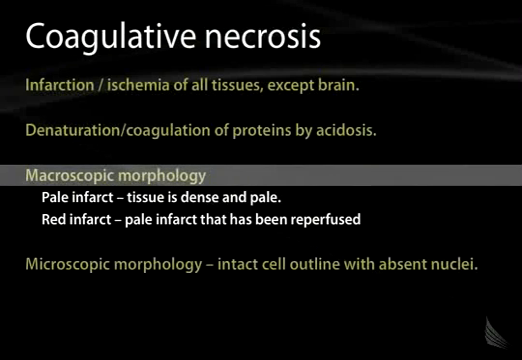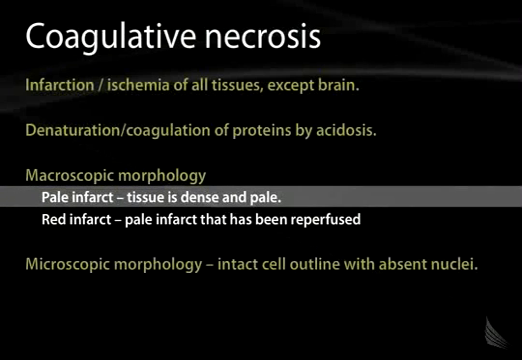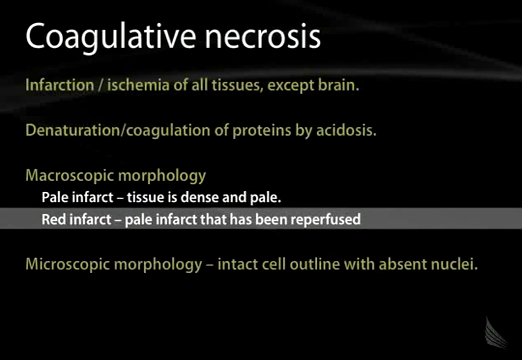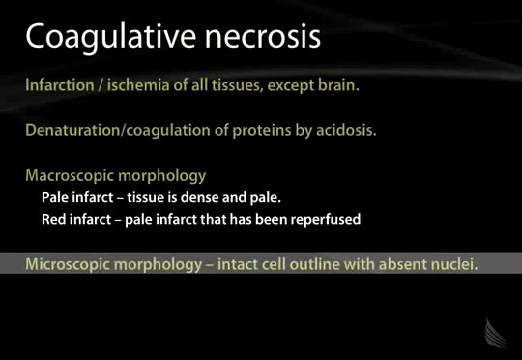The macroscopic morphology that you see in this case is one of two things. Either it's a pale infarct, where the tissue is dense and pale because of loss of blood circulation to that tissue, or you have a red infarct where you had loss of circulation followed by reperfusion, where the blood has rushed back into a damaged tissue. Microscopically, what you see in coagulative necrosis is an intact cell outline. You can still see the cell borders, but the nucleus is gone. And you can see that in the following pictures.